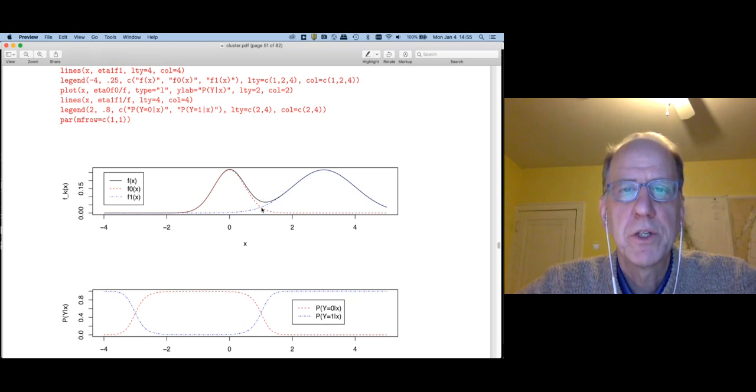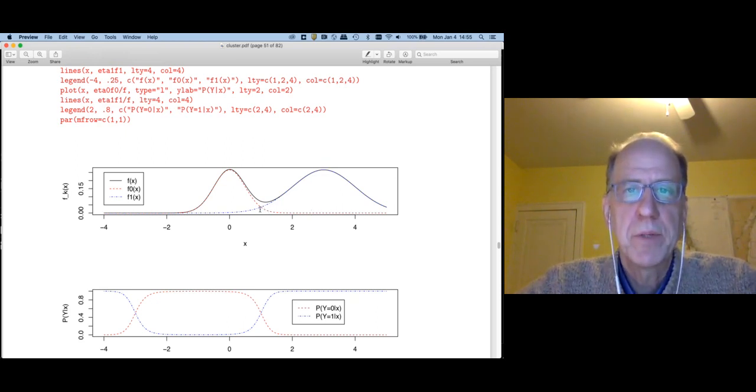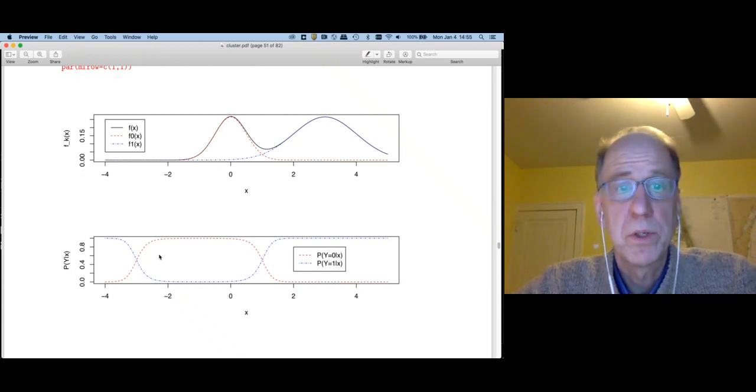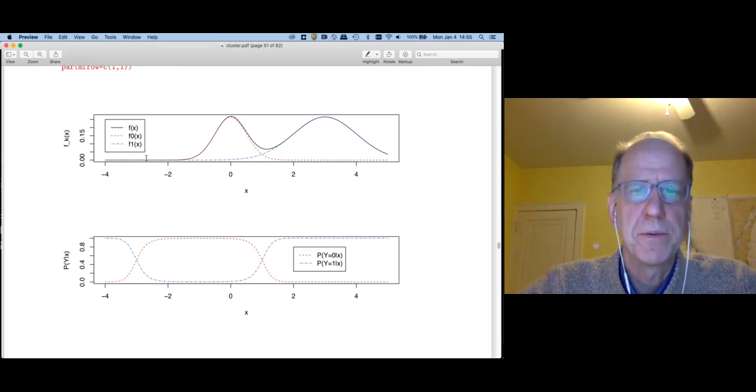So any observation greater than 1 we're going to call blue. Any observation that is less than 1 but greater than -3 out here is going to be called red. But these tails cross again at -3. And so we can see that really clearly if we graph the 2 posterior distributions. So that's kind of a quirk of the finite mixture model. You can get some kind of strange decision boundaries.